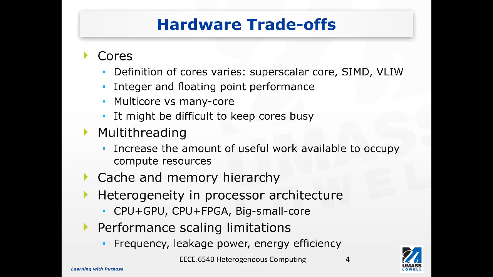There have been processors with different features. For example, cores. The definition of cores varies a lot. We have superscalar cores, SIMD cores, VLIW cores, very long instruction word cores. Different cores have different performance on integer and floating point computing. Different processors may have different numbers of cores, so we call them multi-core or many-core. For these core-based processors, from a software point of view, it might be difficult to keep the cores busy all the time.